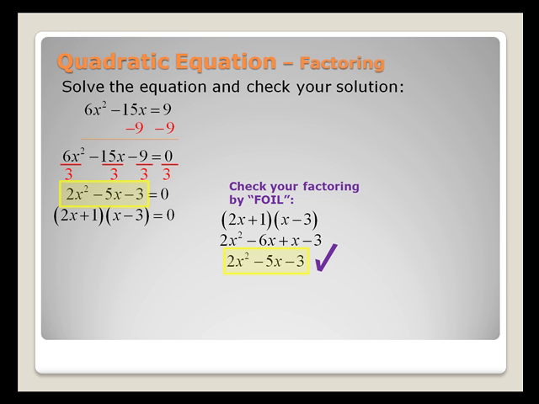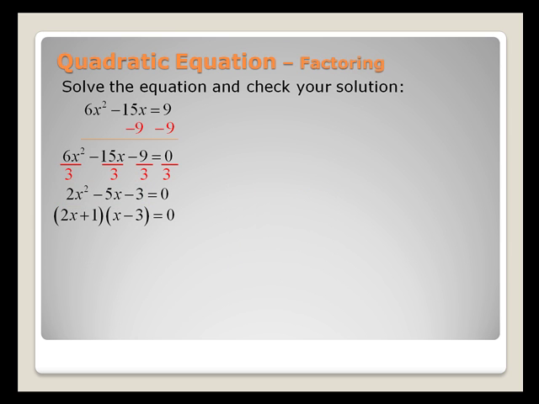Okay, now that we've factored it, what do we do next? Let's see, we have something times something equals 0. Whenever you have two factors with a product of 0, that means one of those factors must be equal to 0. So our next step is to set each of these factors equal to 0. From my one equation, I now have two separate equations. 2x plus 1 equals 0, and my other factor, x minus 3, equals 0.